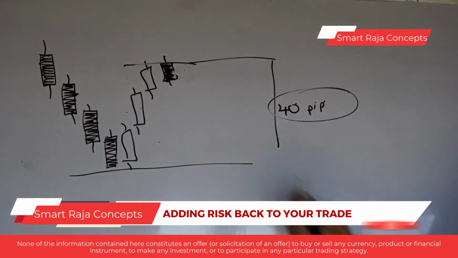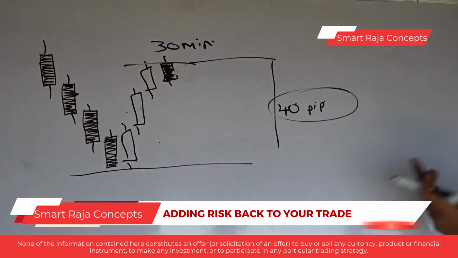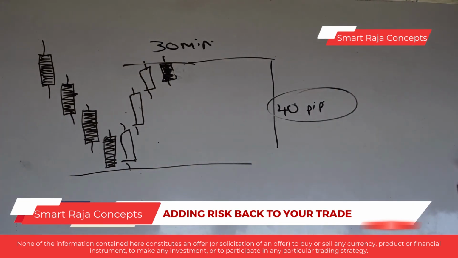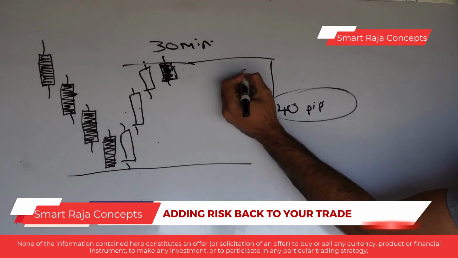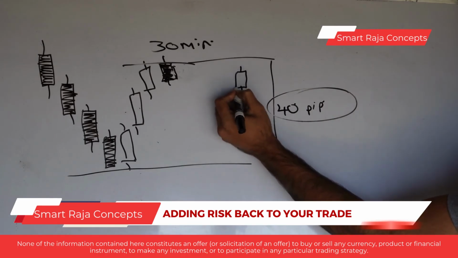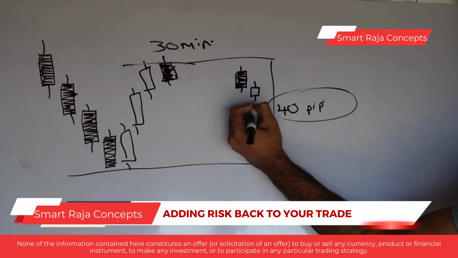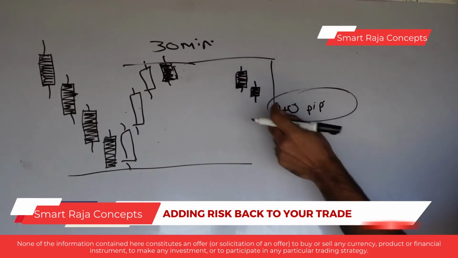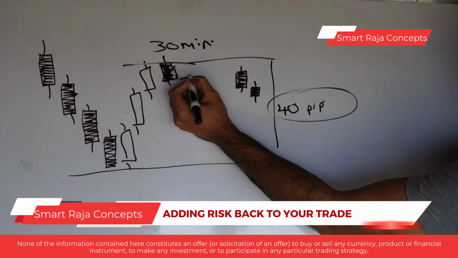Now, for example, let's say we're looking at the 30-minute time frame, and let's say all the 15-minute candles are also bearish. So let's say this 30-minute candle consists of two 15-minute candles, which are basically like this. You take a sell at this point. You've taken a sell, and price wicks up.